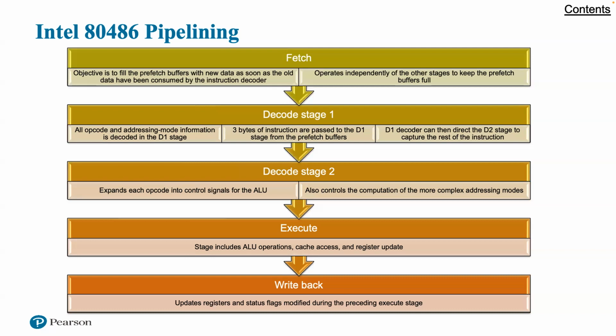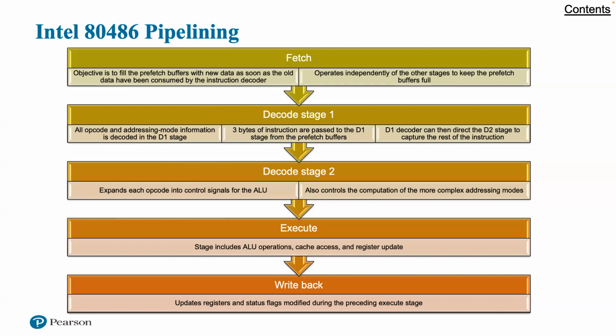Then we have decode stage 1. All opcode and addressing-mode information is decoded in the D1 stage. The required information, as well as the instruction length information, is included in at most the first 3 bytes of the instruction. Hence, 3 bytes are passed to the D1 stage from the prefetch buffer. The D1 decoder can then direct the D2 stage to capture the rest of the instruction, that is, displacement and immediate data, which is not involved in the D1 decoding.